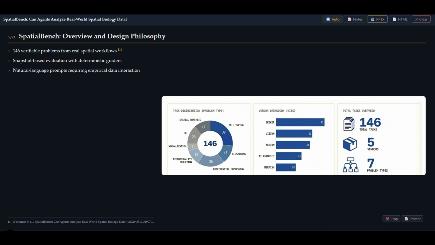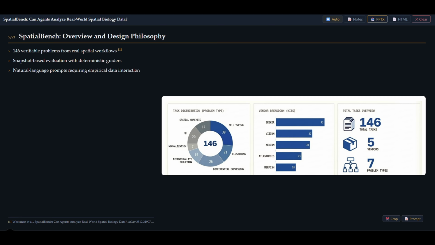Here's the overview of SpatialBench. The benchmark comprises 146 total tasks, distributed across 7 problem types, with cell typing being the largest category at 39 tasks, followed by differential expression at 26, and clustering at 22, as per Table 9. Tasks span 5 vendor platforms. Seeker leads with 43 evaluations, followed by Visium at 32, Xenium at 30, Atlas Omics at 23, and MERFISH at 19, as per Table 9.